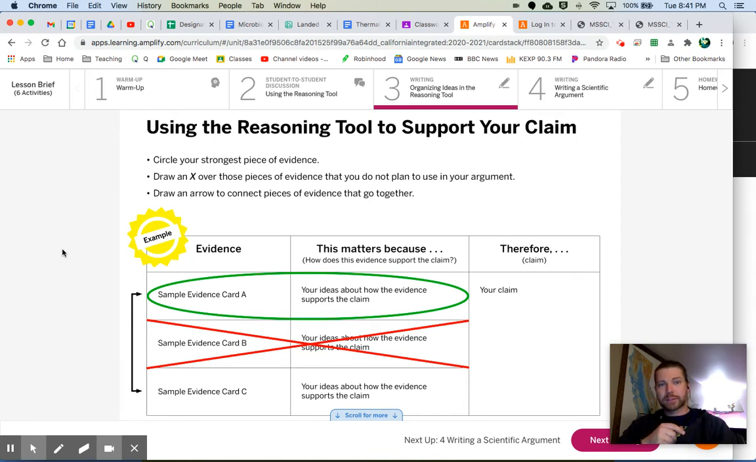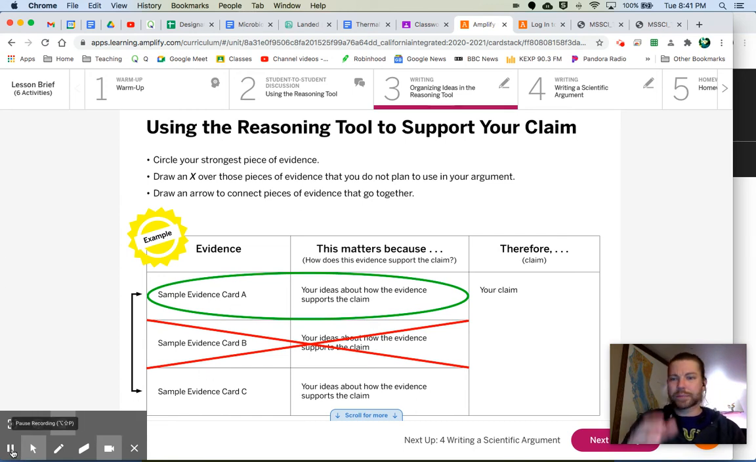And it also asks you to connect any pieces of evidence that you think work together. So you might think, hey, you know what? Evidence card A plus evidence card D, they kind of prove a point, whereas each one in isolation doesn't really convince me one way or another. But when you have them both together, now the whole picture is coming together. So that's what they want you to do. Make sure you connect the pieces of evidence that actually support one another in supporting your claim.